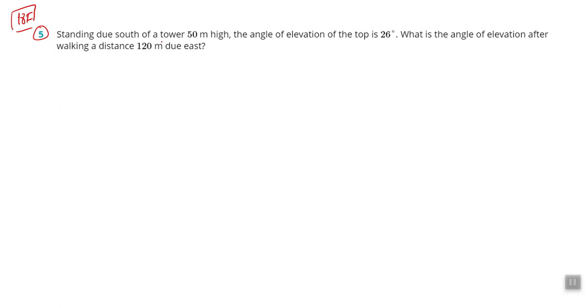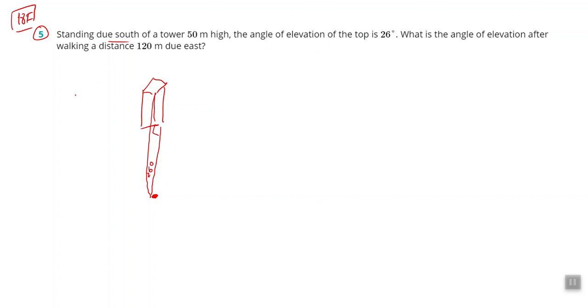So you are standing due south of a tower that's 50 meters high. If I have a tower here, a big looking tower, and you're standing south, meaning you're at the bottom, with north at the top, you're somewhere around here. If I were to draw a right angle triangle from the tower, the angle of elevation of the top is 26 degrees.